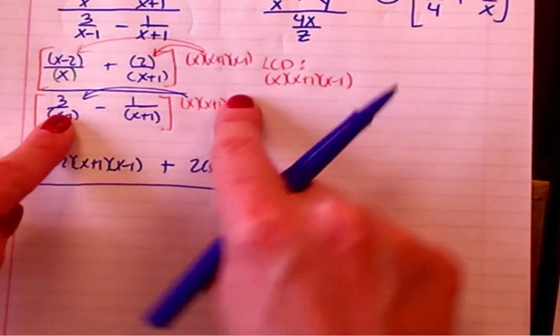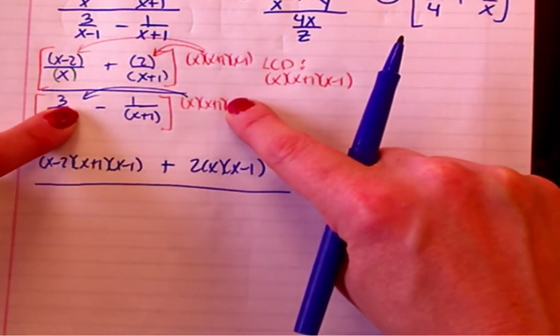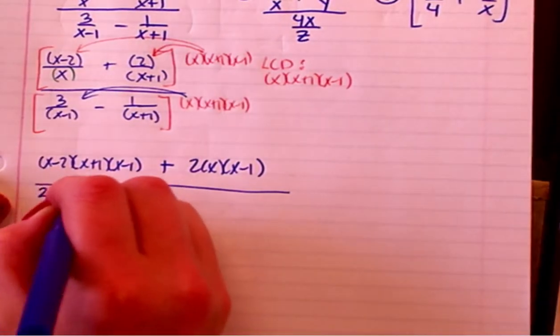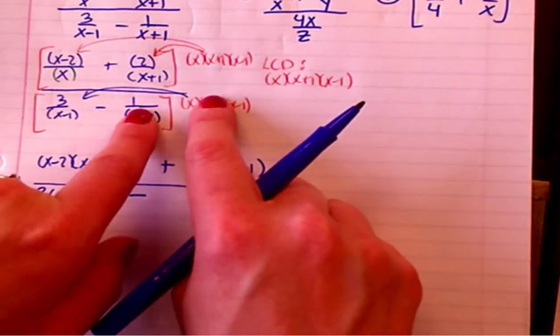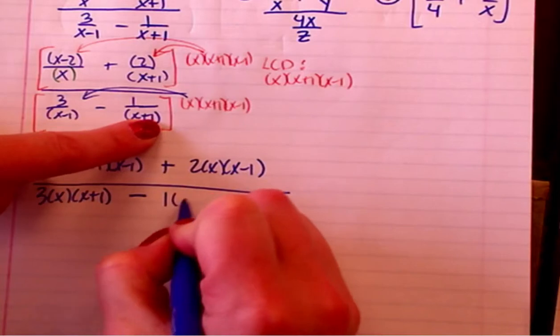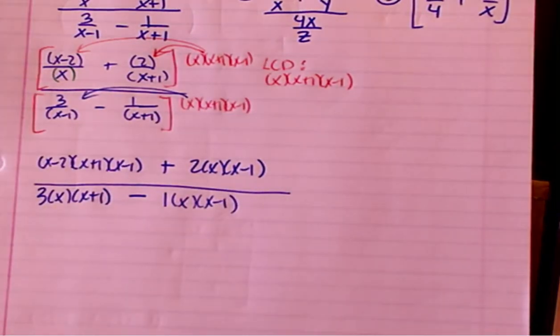Bottom left, only the x minus 1 factor cancels out, and so you're left with 3 times x plus 1. And a minus. And then here, only the x plus 1 factor cancels out, and we are left with 1x, x minus 1. Okay, do not get carried away. You cannot cross anything out yet.